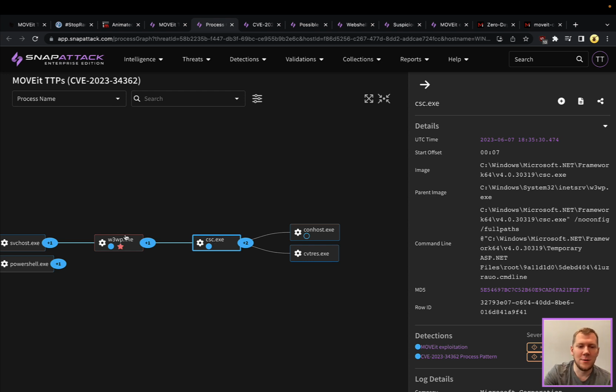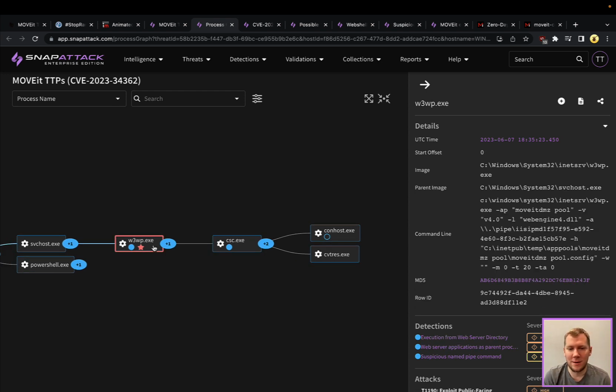So if you're looking at process creation events, weird parent-child relationships, chances are W3WP spawning csc.exe is going to be bad, and that would be a very good detection strategy along with some of the others. So, typical SnapAttack fashion, let's pivot over. How would I hunt for this? How would I detect this? How would I see if there's any sort of activity like this in my network?